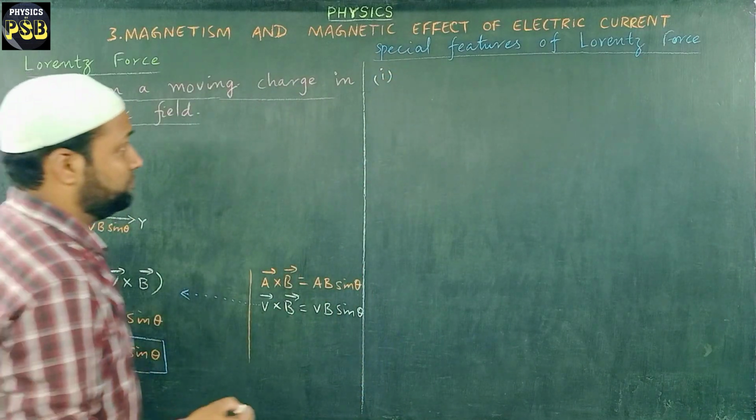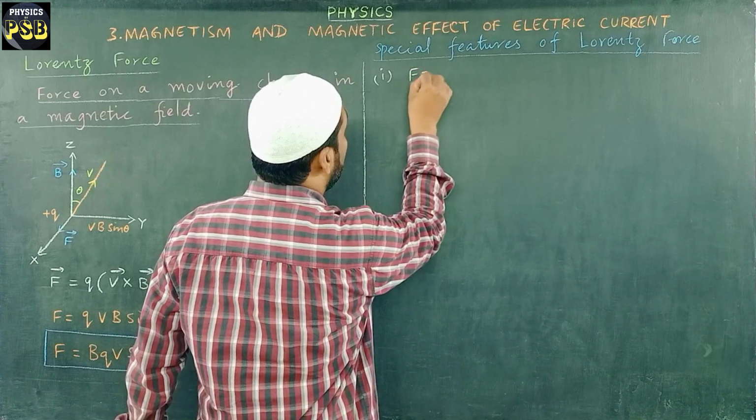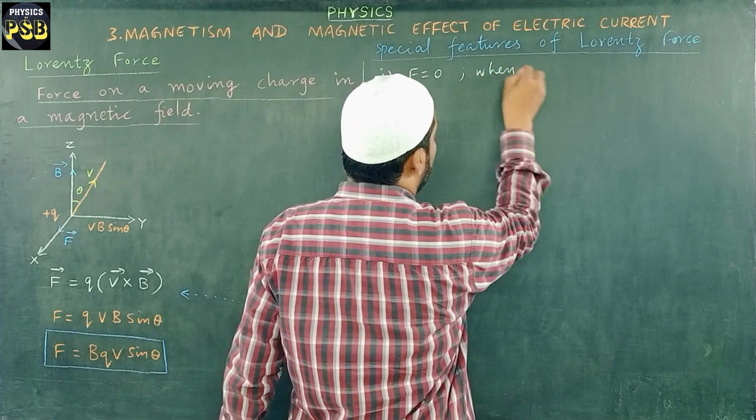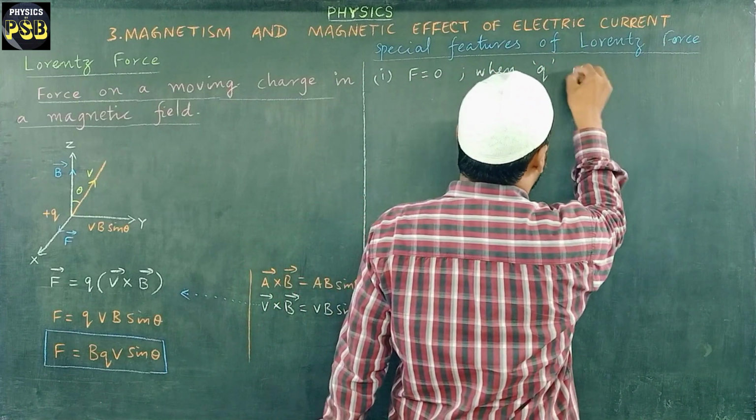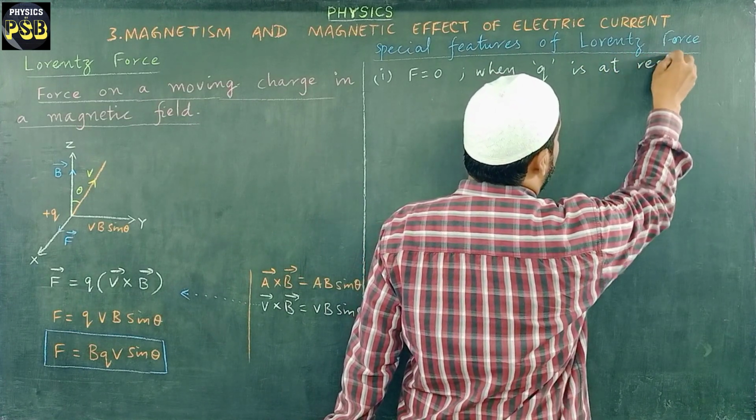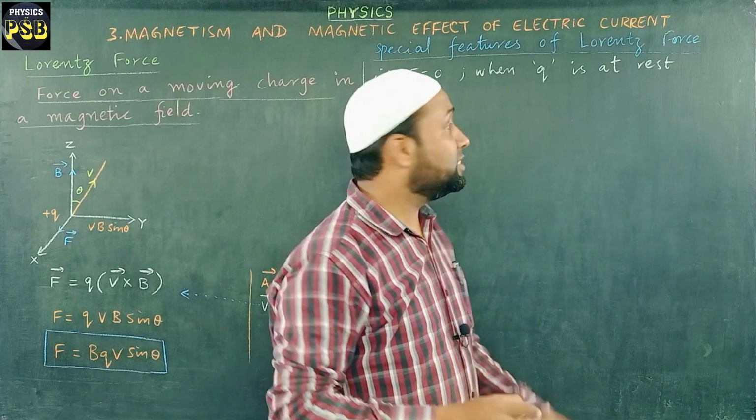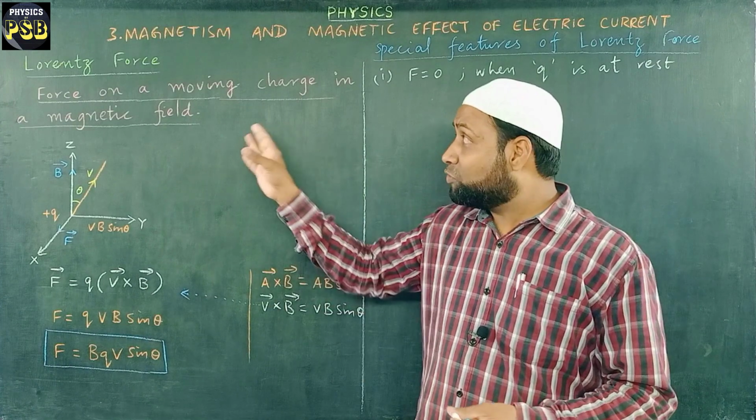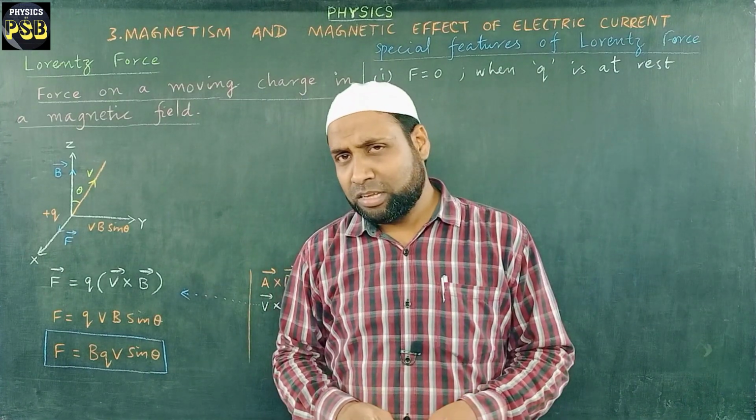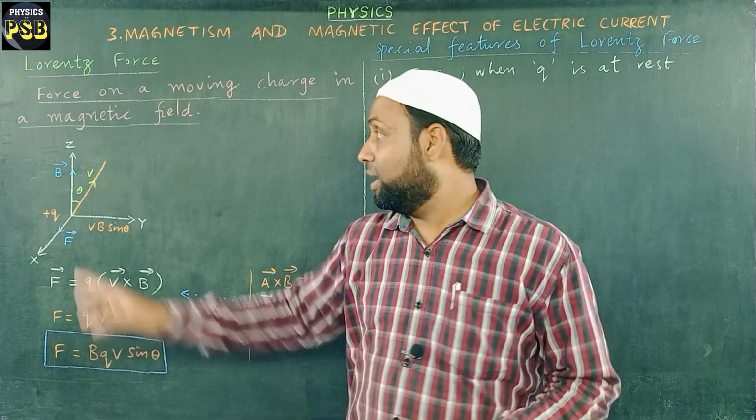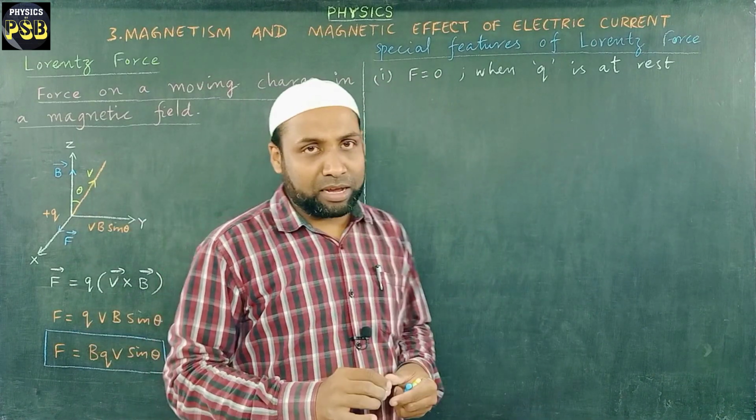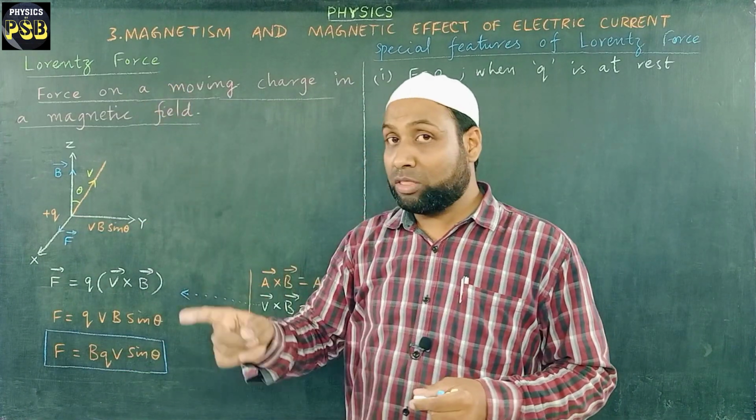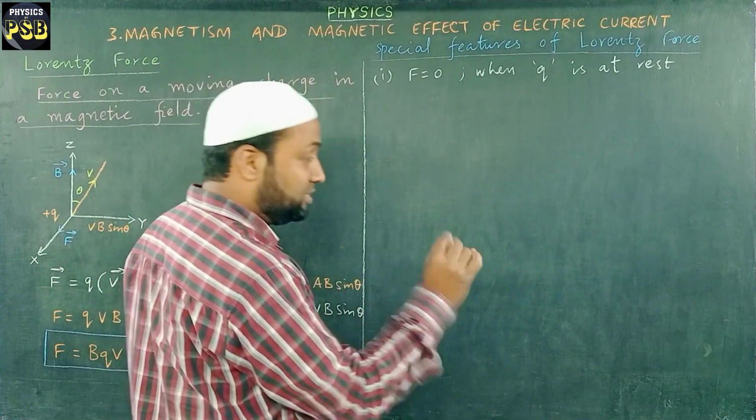the force acting on a charged particle will be zero when the charged particle is at rest. When q, the charged particle, is at rest, you remember this: if the charged particle is at rest, no force will be acting on it. This clearly shows that the Lorentz force acts only on the charged particles which move in a magnetic field. If we have a charged particle placed in a magnetic field which is at rest, then the Lorentz force acting on it will be zero. Remember this.